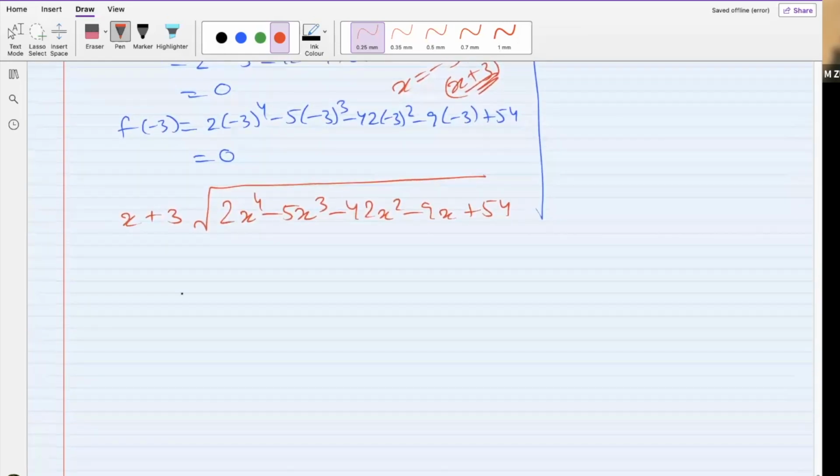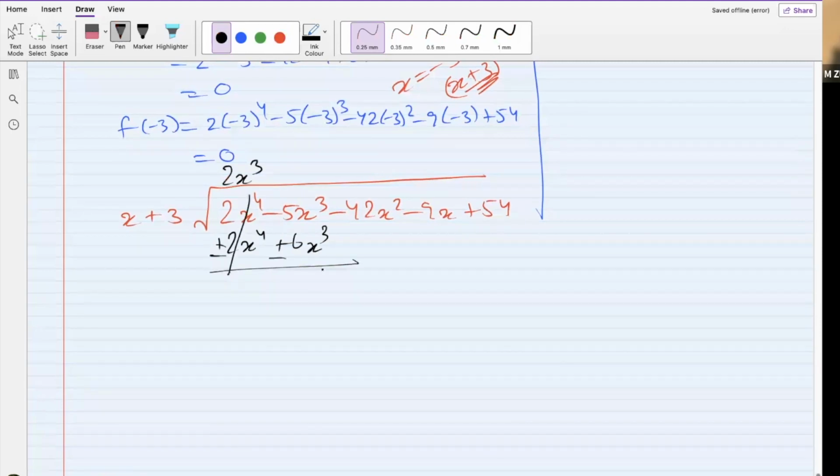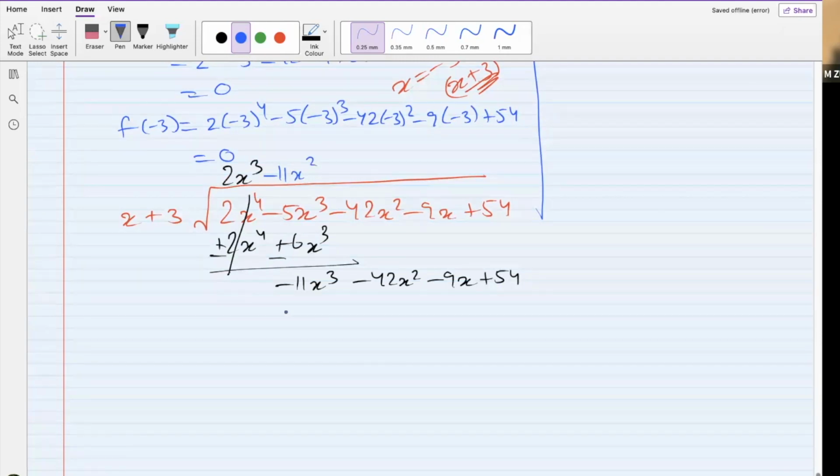So if I divide it with x plus 3, so into 2x cube, you get 2x4, 3 2 times is 6, plus 6x cube. We change the signs and we add them. So this is minus 11x cube minus 42x square minus 9x plus 54. Then to get minus 11x cube, minus 11x square. 3 into 11 is 33, minus 33x square. We change the signs and we add them. So this is minus 9x square minus 9x plus 54.